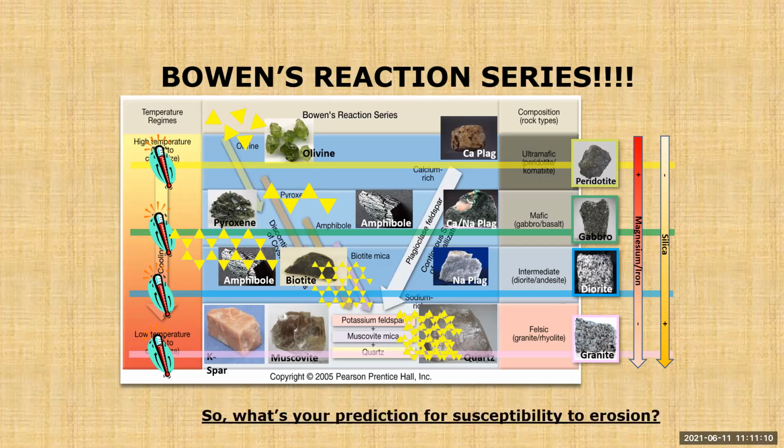So what's your prediction then for the susceptibility of these materials to erosion? That is, if we look at the rocks that these things ultimately come together to form, peridotite, gabbro, diorite, granite, what do we think about the resistance to erosion for each of those rocks? Fewer covalent bonds with their single tetrahedron means weaker bonds, which means ultimately weaker rock, higher susceptibility to erosion.